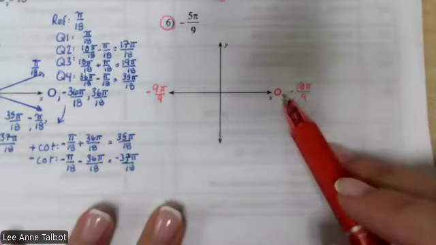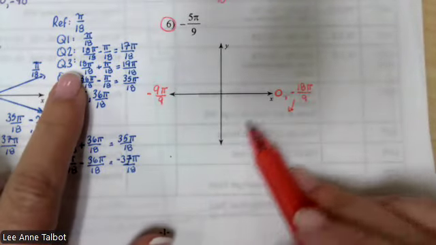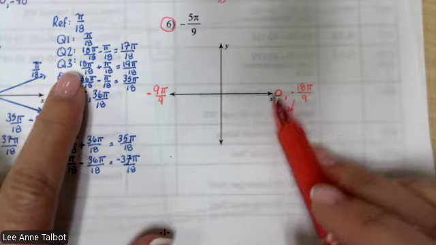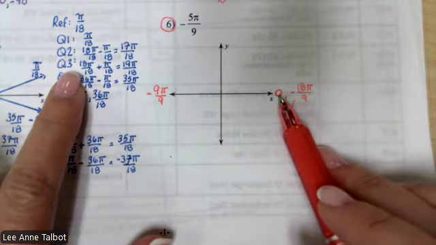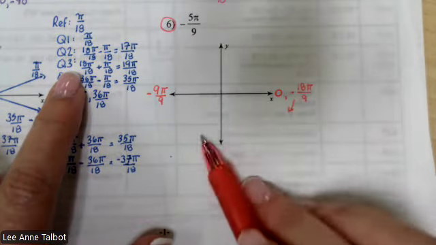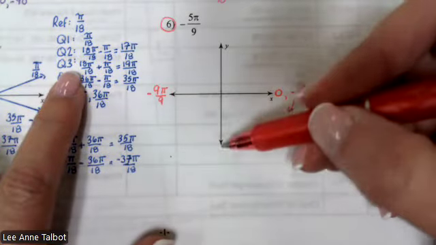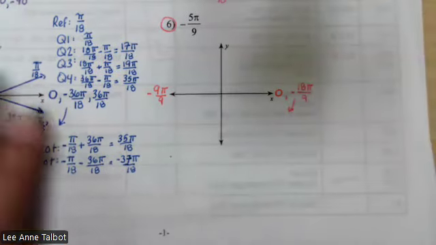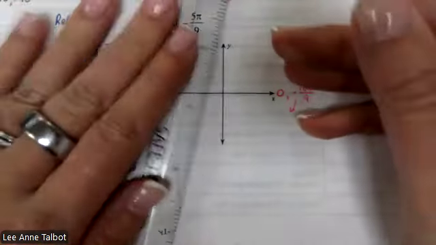Okay, now if I'm going this way, where would the negative 5 be? Yeah, quadrant 3, like a little bit here. So half of 9 is 4.5. So it's going to be like just a little bit past this way.